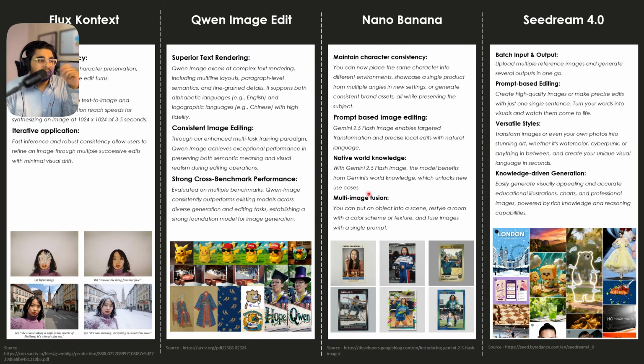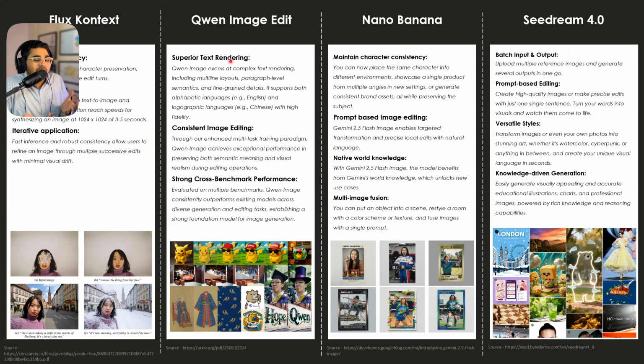Native world language, all of them have. Multi image fusion, yes, all of them have, but we'll see this later in the next video. Seedream 4.0 offers batch input and output, we'll see in the next video. Prompt based editing, all of them have. Versatile style, all of them have. Knowledge driven generation, all of them have. So clearly what they are saying is the key selling point of all of these 4 models, all of them have the same key selling point. And that is why I was saying in the earlier conclusion, they are almost the same. I have to give NanoBanana because it is really good for character, and I have to give Qwen because it's really good for text. Apart from that, they are almost the same.